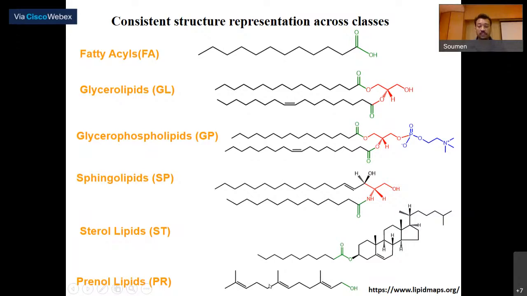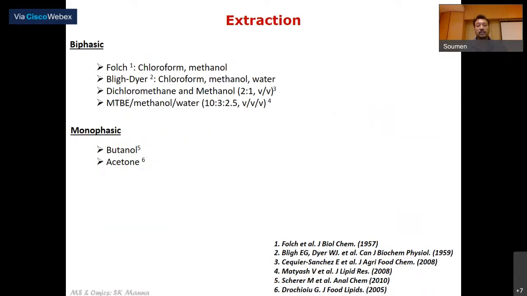Of the vitamins that we know of are prenol lipids. So all these things you can find out in LIPID MAPS. So the question is, okay, now we know that there are so many different types of lipids, how to go about their analysis? So first thing first is, of course, extraction.